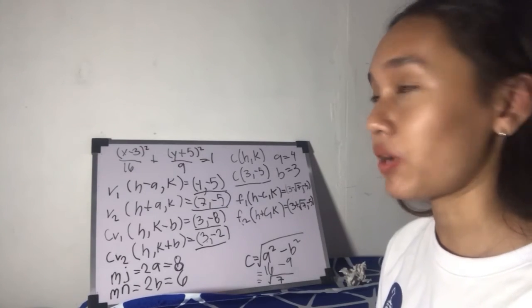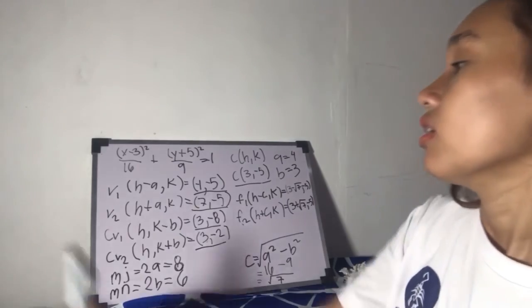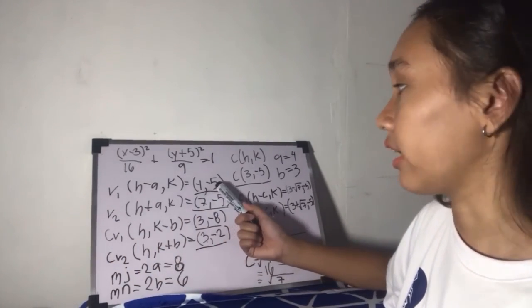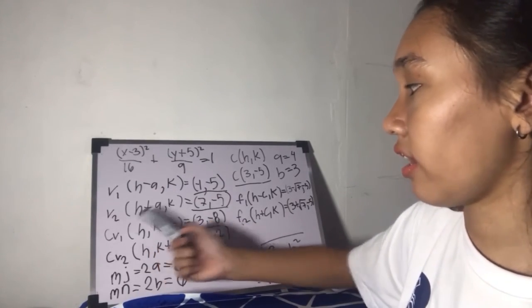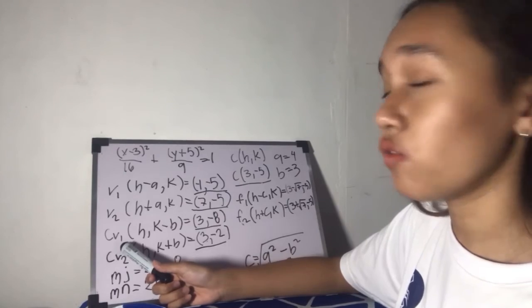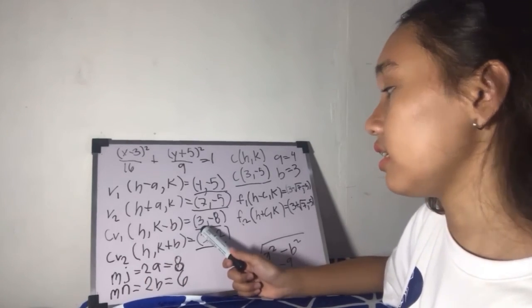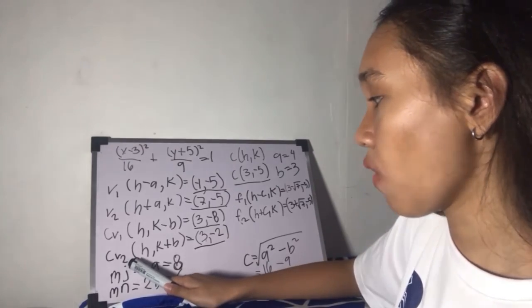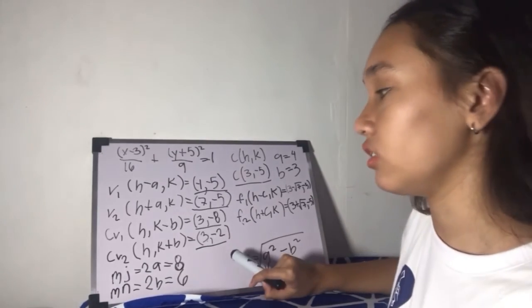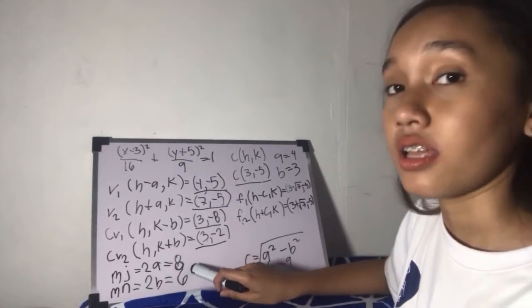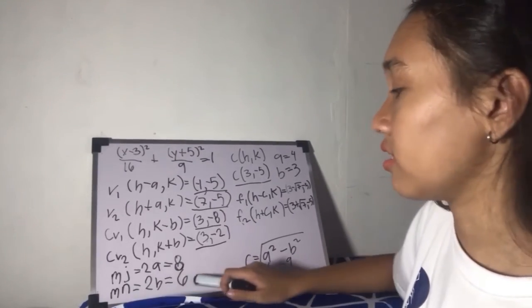Once again, for the properties of this ellipse, the first vertex is negative 1, negative 5. The second vertex is 7 and negative 5. And the first co-vertex is 3 and negative 8. The next co-vertex is 3 and negative 2. The major axis value is 8 and the value of minor axis is 6.